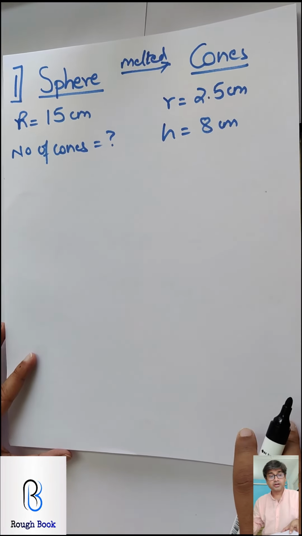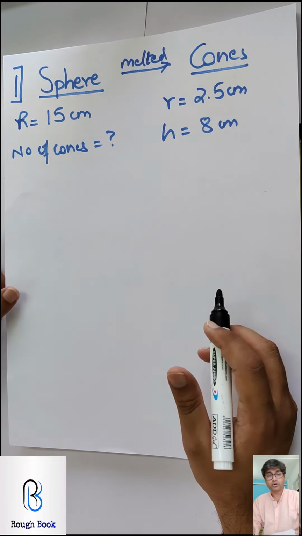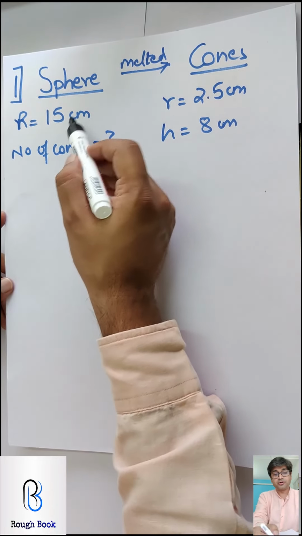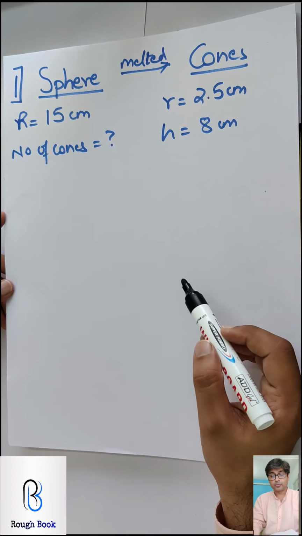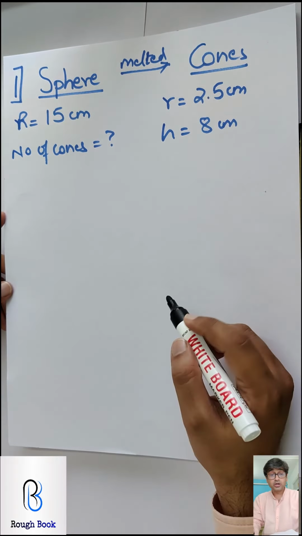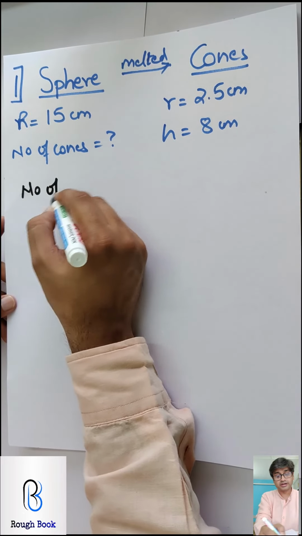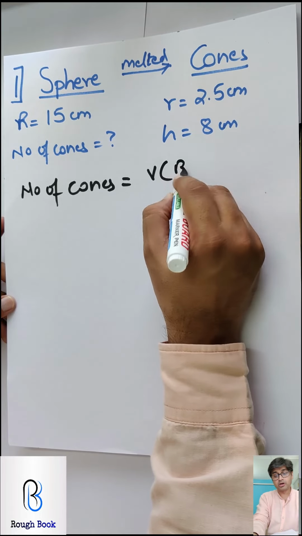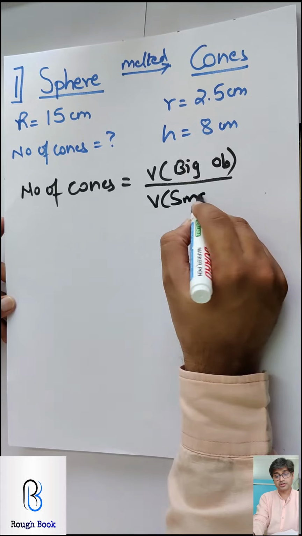Here you will majorly be talking about volume, because you're going to be converting objects from one shape to another. They say a sphere of radius 15 is melted into cones of radius 2.5 and height 8. How many cones? Whenever number is asked, what should you write? Perfect. Number of cones will be volume of big object upon volume of small object.